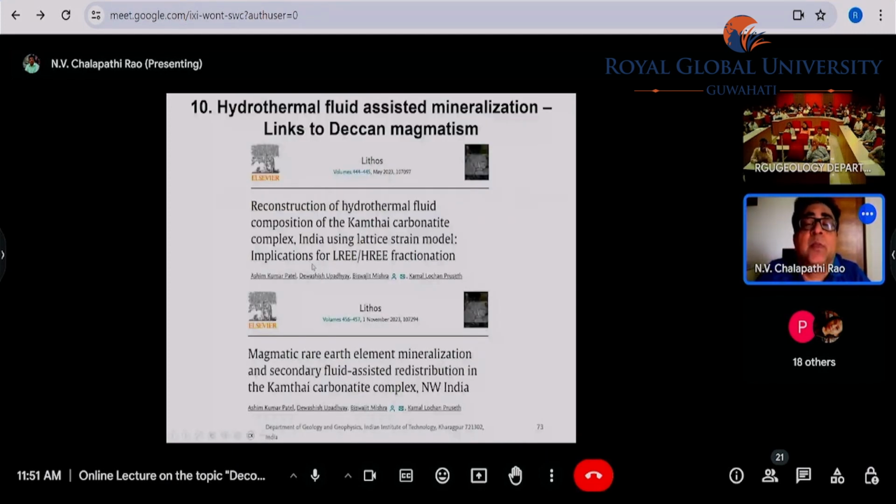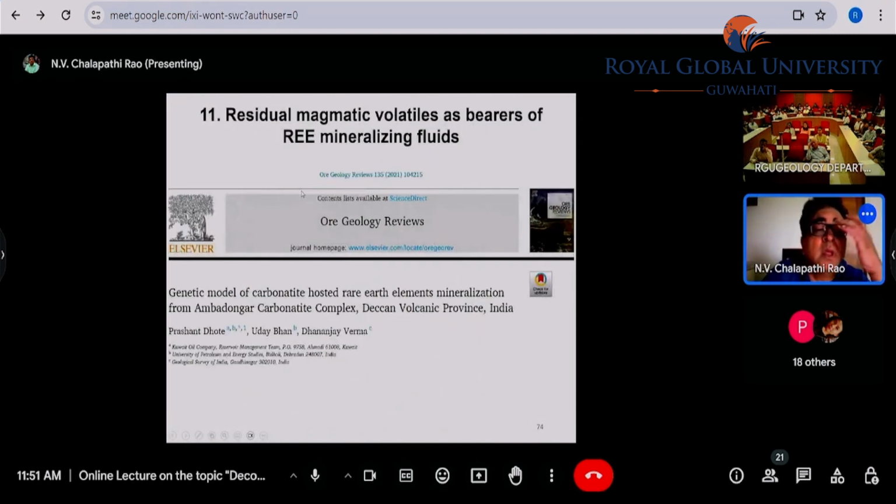So finally, why are carbonatites rich in rare earth elements? Because hydrothermal fluids which are associated with them actually sequester the REEs, and that's why they play a very important role in controlling rare earth element mineral distribution in carbonatites. So these works have also been done in recent times by the IIT Kanpur group, hydrothermal fluid assisted mineralization related to Deccan magmatism. Likewise, genetic models have also been given for REE mineralization in the Ambadongar carbonatite complex.